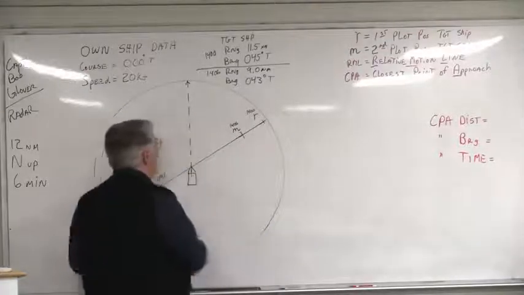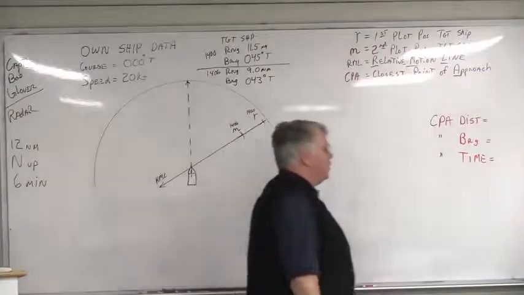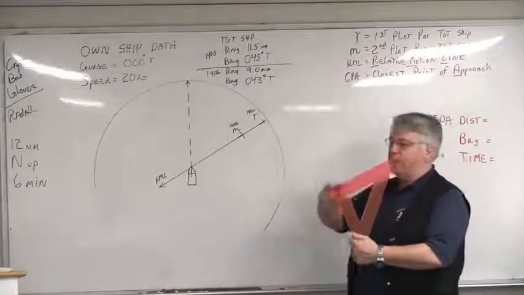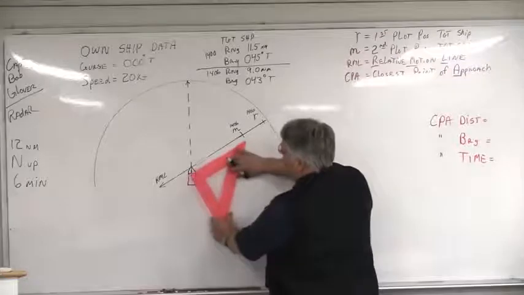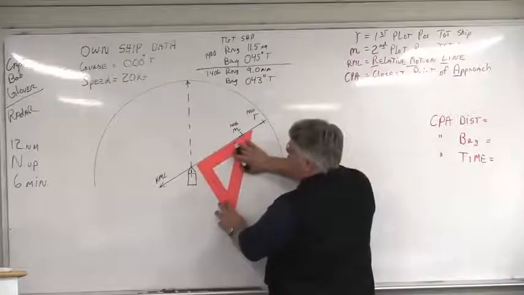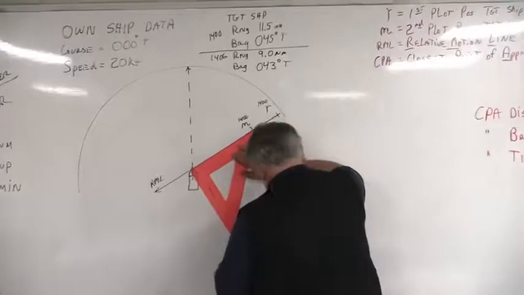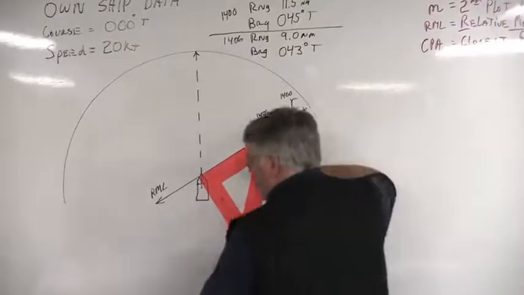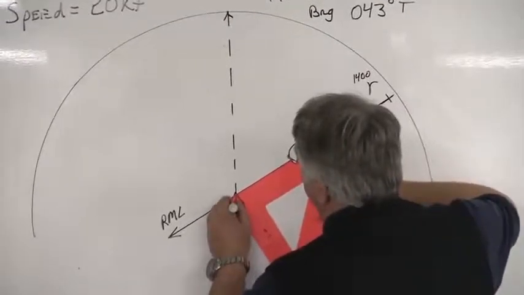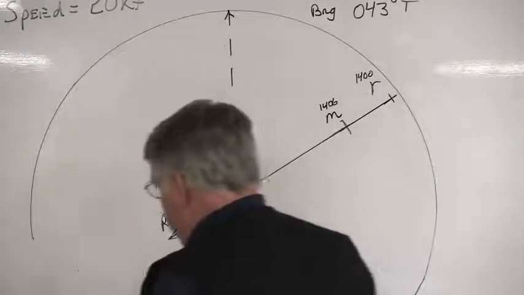So we've established RML. Now, in order to find out these 3 pieces of information, you have to take a triangle or something that has a 90-degree edge to it, and you're going to take that and lay that along the relative motion line. And you're going to slide that down until it goes right through where our ship is, okay? And then you're going to take that and draw a line from our ship out to the relative motion line, okay? And it has to be at a 90-degree angle.